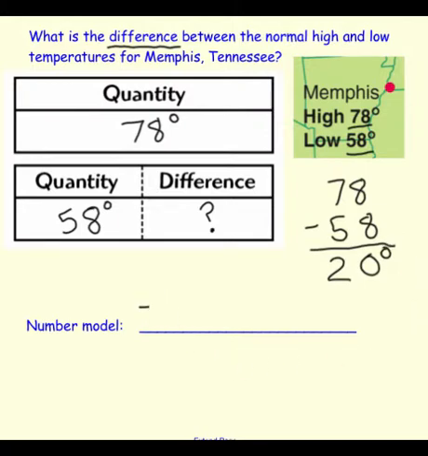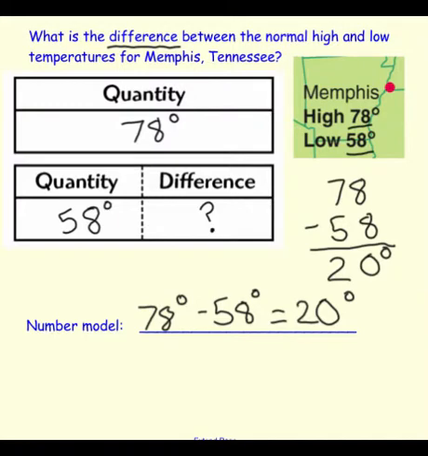As a number model, it's going to look like 78 degrees minus 58 degrees gives me an answer of 20 degrees.